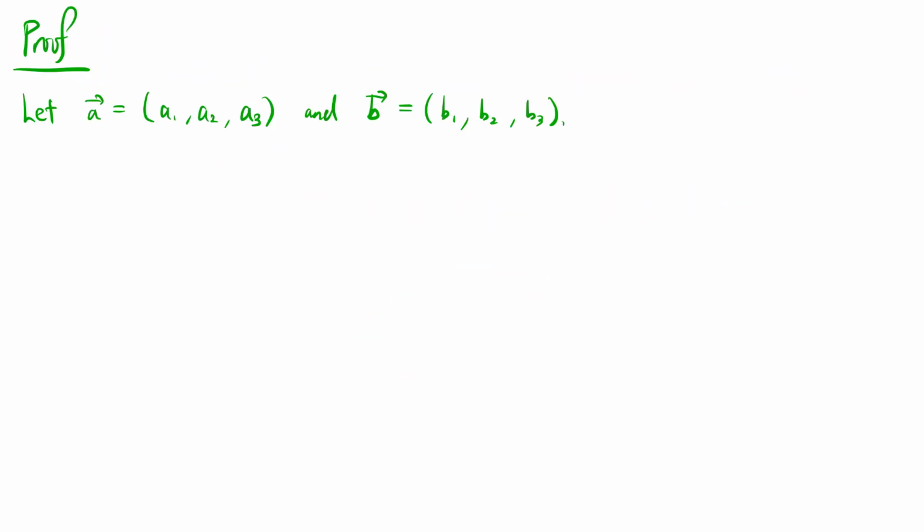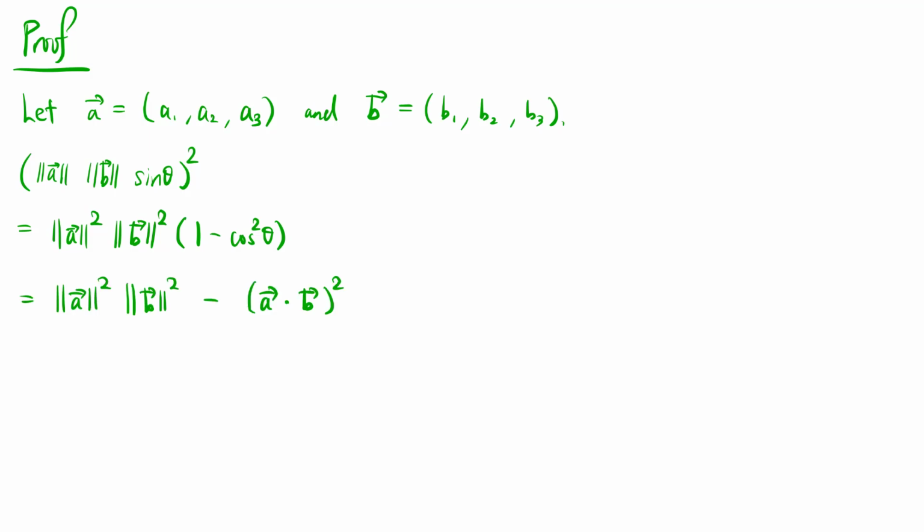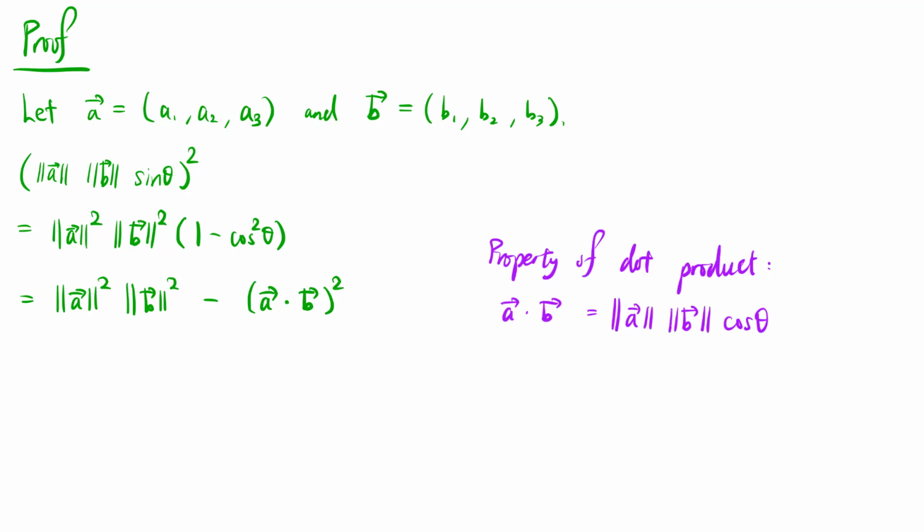To prove this result, let A be the vector (A1, A2, A3), and B be the vector (B1, B2, B3). We consider the square of the expression the length of A times the length of B times sine theta. This equals the length of A squared times the length of B squared times (1 minus cos squared theta). This equals the length of A squared times the length of B squared minus the square of A dot B, where we have used a property of the dot product, which states that A dot B equals the length of A times the length of B times cos theta.